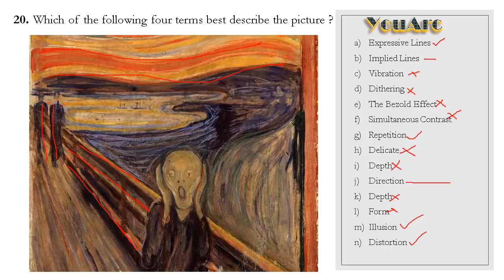See, distortion is some disturbance created in the painting, but still we can perceive it as the right painting. See, this particular human figure has some distortion, but even here some distortion is happening. But still we can perceive this as a real or original figure. So distortion is there. So according to me, it is expressive lines and repetition, illusion, and distortion.